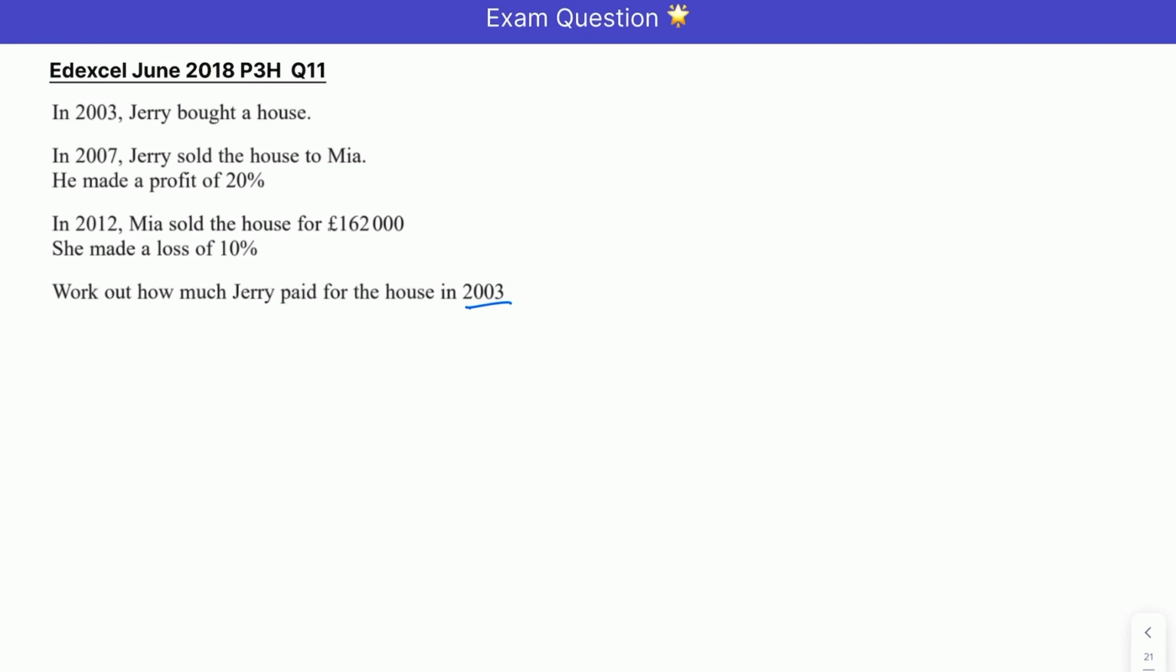So we're starting off here. Well, what does that represent? She made a loss of 10%. So that means this represents 90%. So we can do 100%, take away 10%, take away 90%. So 90% represents 162,000. So now I need to find 100%.